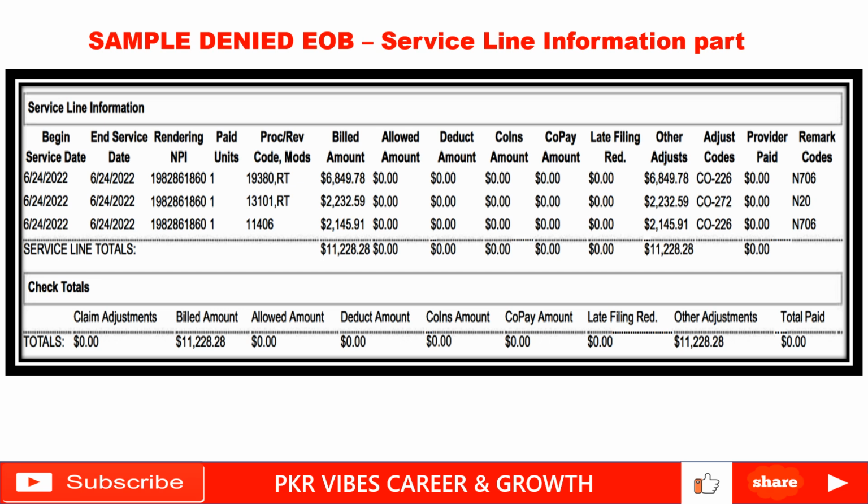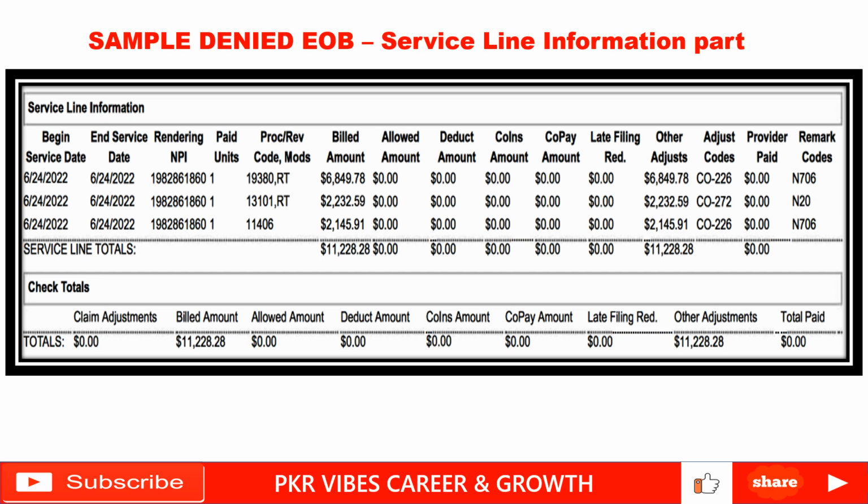Your first job is to look at the provider paid amount. It is zero. The paid amount is zero. And you look at deductible, coinsurance, and copays. They are zero. Then you verify that allowed is zero, and you double confirm that this is totally zero, so it is a denial.